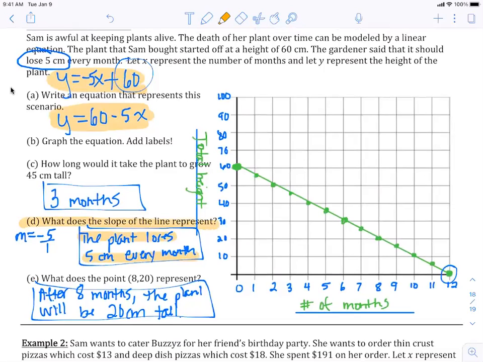For the purpose of this one, when I said label your axes, I told you in the equation what they should be. It says let the x-axis represent the number of months and let the y-axis represent the height of the plant.